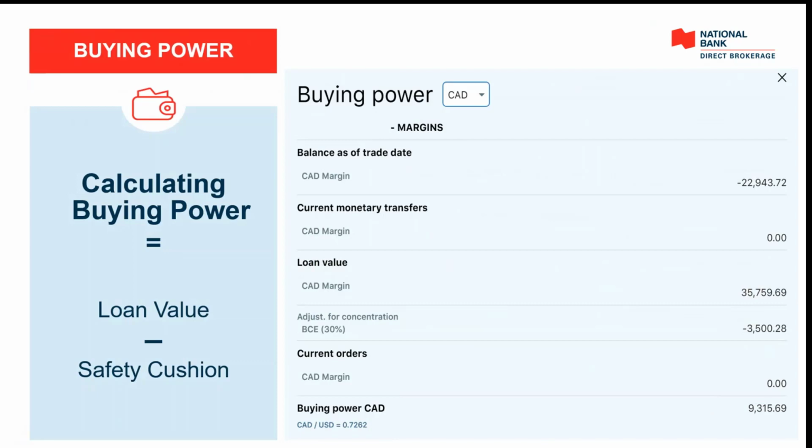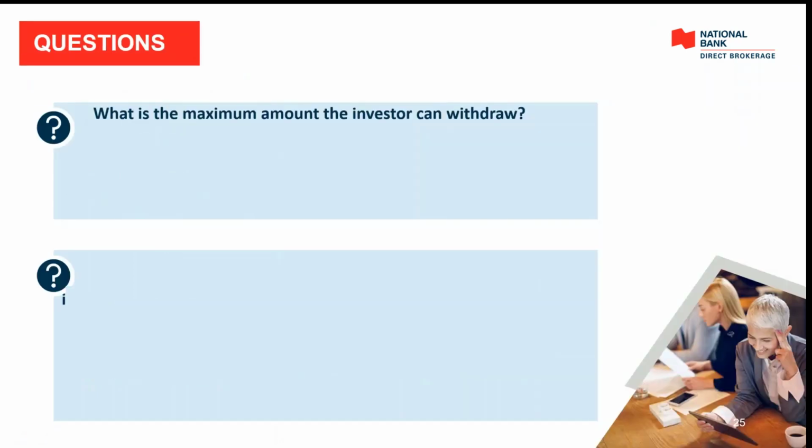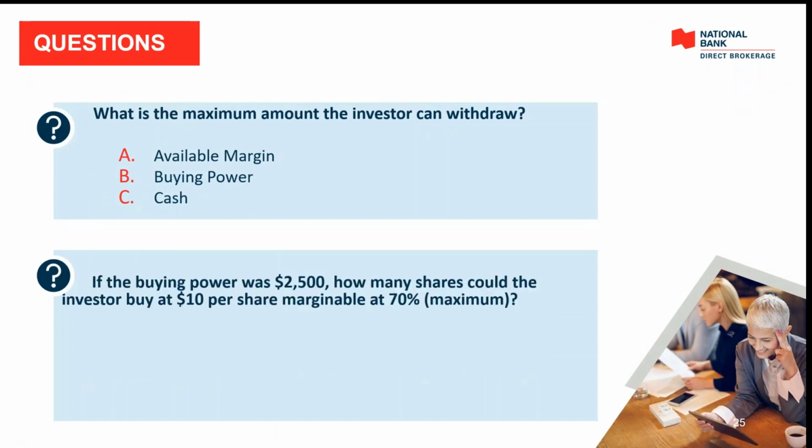Let's move on to some questions. What is the maximum amount an investor can withdraw from their margin account? Is it A, the available margin, B, the buying power, or C, the cash on hand? Second question, if the buying power was $2,500, how many shares could the investor buy at $10 per share and the stock being margined at 70%?